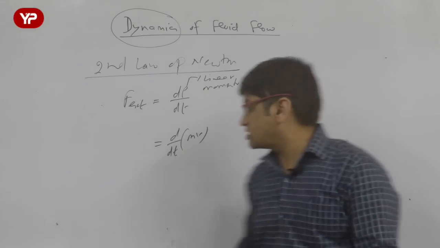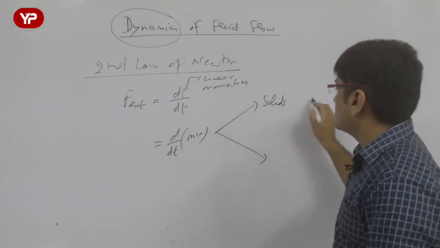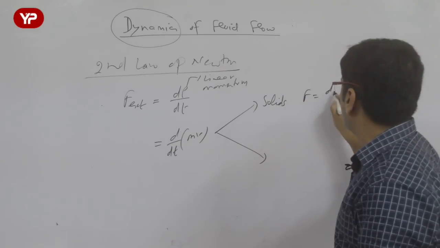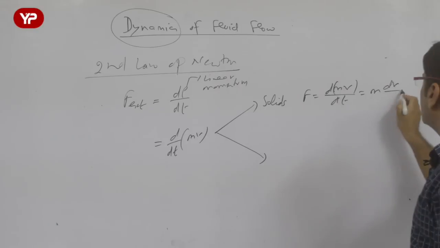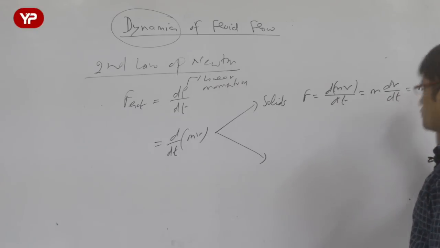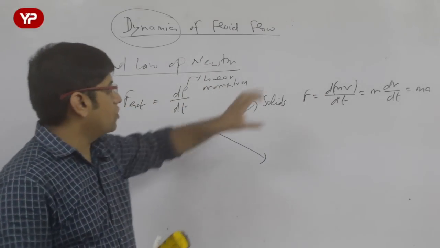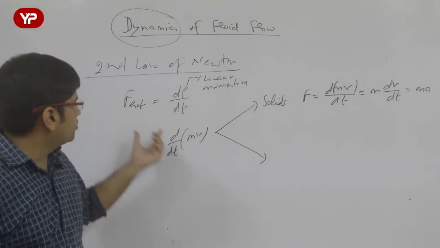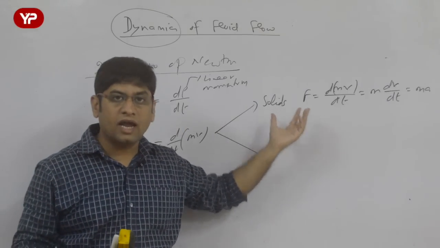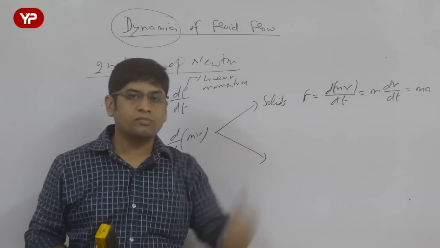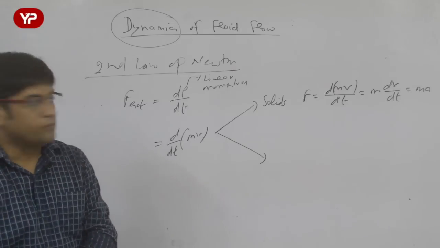Now let me tell you how this second law is written differently for solids and liquids. For solids, we say that F is equal to d(mv)/dt, and we know the mass of a solid is constant, so it is taken outside, and this formula becomes F equals ma. That is the formula we get for solids. He is going to ask you in the interview how you write the second law of Newton for liquids and fluids and solids. So for solids, you will say, sir, mass is constant, it is taken out, and I can write this formula as F equals ma.